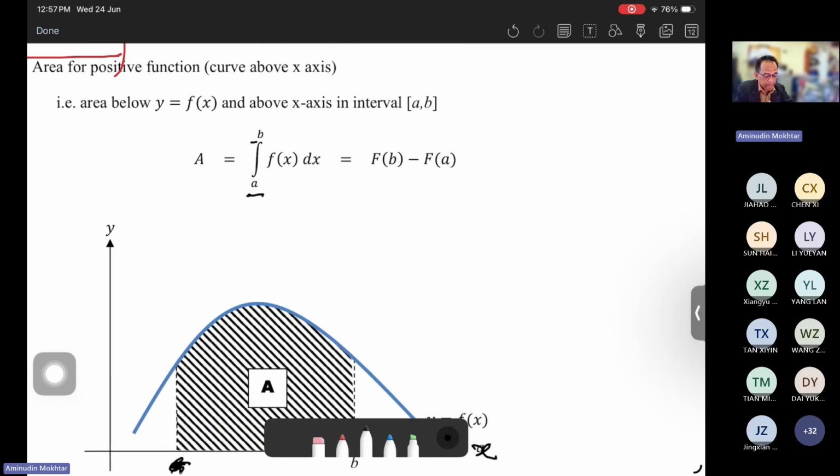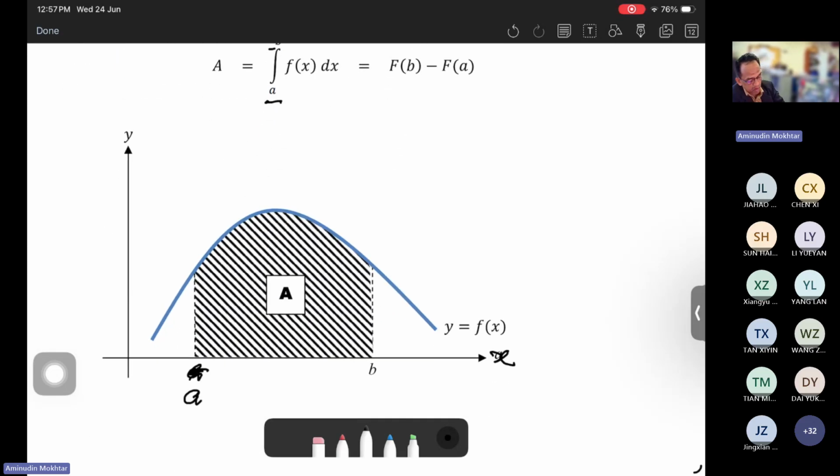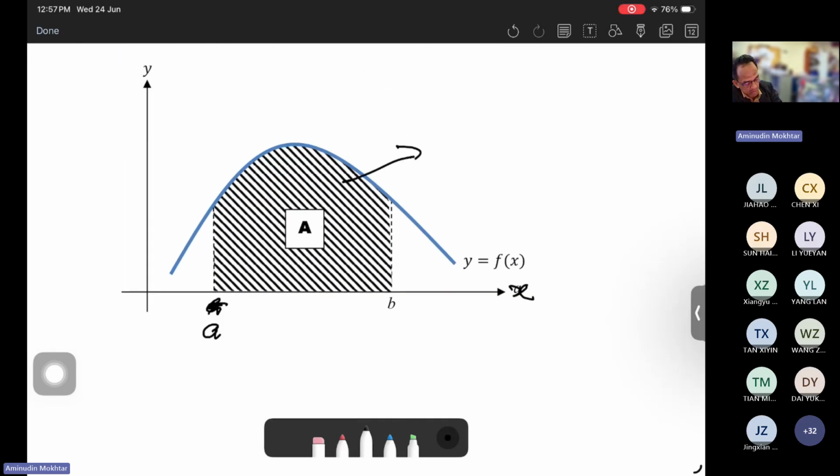That will help you. We can apply that concept to find the area under the curve, below the function and above the x-axis in the interval x equal A until x equal B. Okay, that is the concept. So the area of A, for this case, is also equal to the definite integral of f(x) dx from x equal A until x equal B.